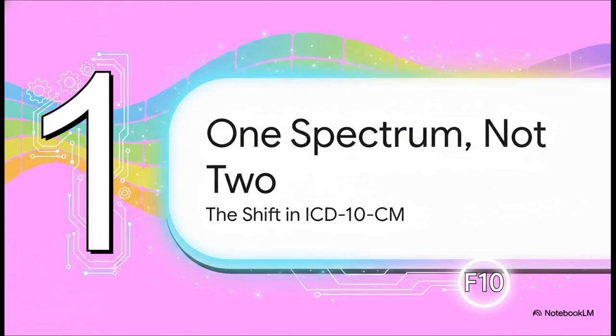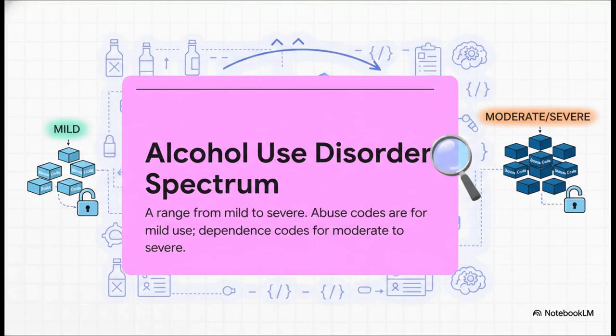Okay, so let's really dig into this first big idea. One spectrum, not two. This isn't just some small update. It is a fundamental shift in how we think about these conditions in ICD-10-CM. And honestly, once you really get this concept, the entire F10 category of codes just starts to click. So what does the spectrum look like in the real world? Well, it's a range that goes from mild all the way to severe. And here's the direct translation for us as coders. When a provider documents a mild disorder, you're going to be using the abuse codes. And for moderate or severe disorders, that's your cue to head over to the dependence codes. See, it's all part of the same scale.